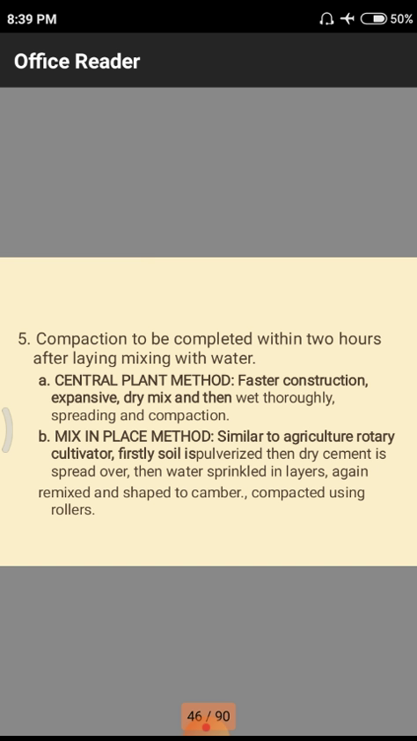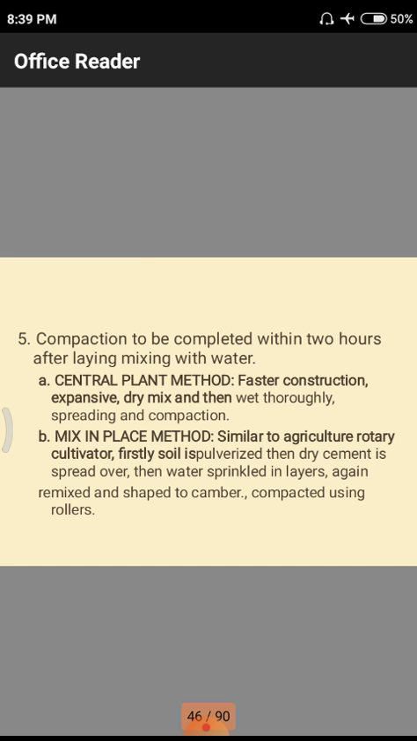That means the dried cement will be added to the soil and spread over the soil content, and the total soil and cement we have to spread in an equal manner, and then sprinkle water on the layers. That means the total soil and cement ratio we have to mix layer by layer. After that we have to go for the watering technique. Again remix, shape to a camber and compact using these rollers.